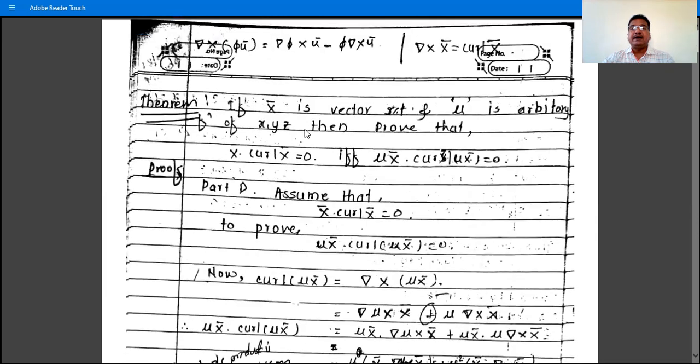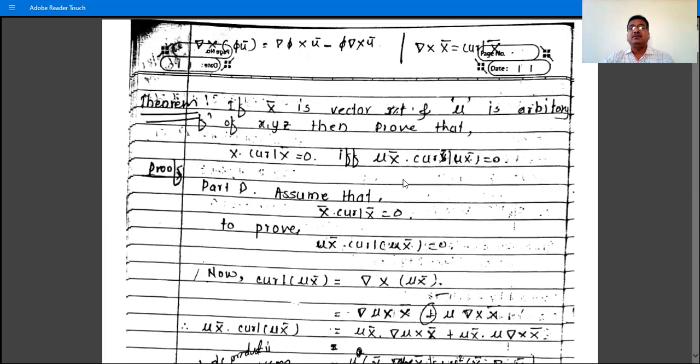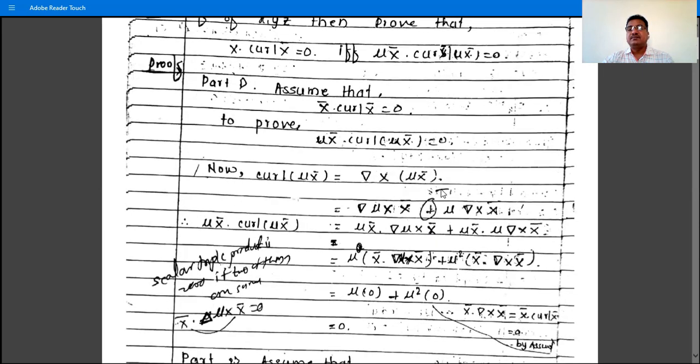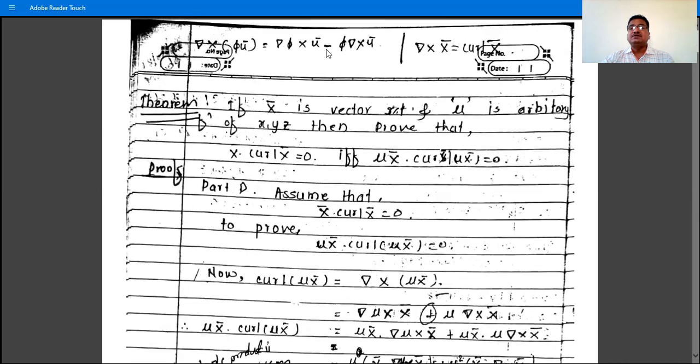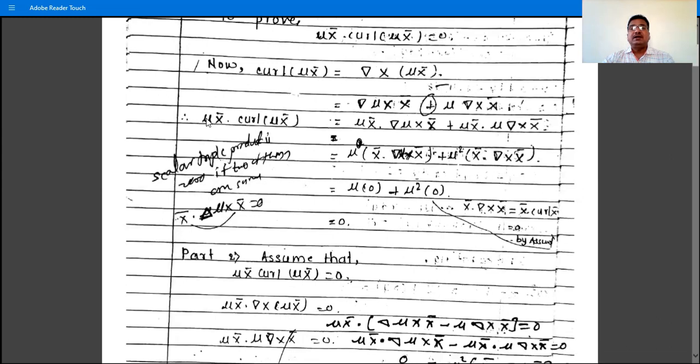So by using that rule, this mu is a scalar function of x, y, z, and x bar is a vector function. So by using this rule, we have del mu cross x bar, minus mu, that is phi, del cross x bar. Okay, so this is by using that rule. And then mu x bar dot curl mu x bar is what? Take the dot product of this, that is, dot product of mu x bar with this: del mu cross x bar, minus mu x bar dot this mu del cross x bar.